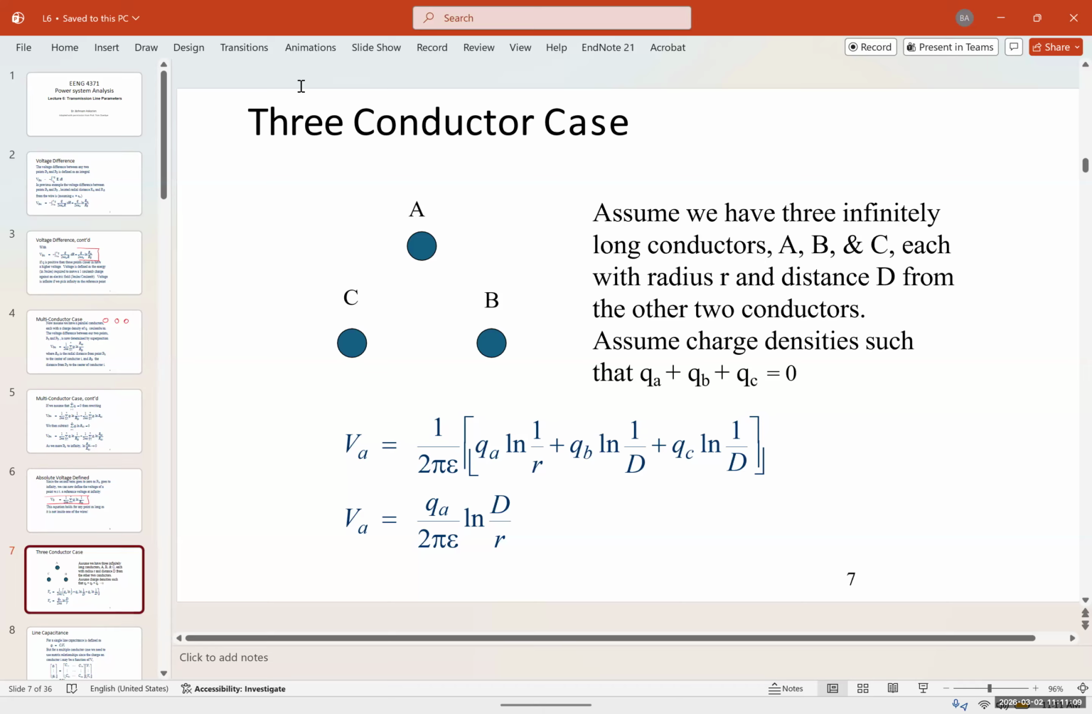So what we want to do is find this, for example, from the center and for each distance that we have. So we have a distance of D and another distance of D, and we have a radius of R.